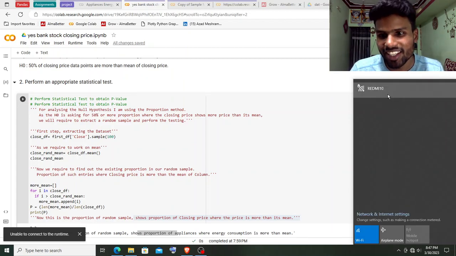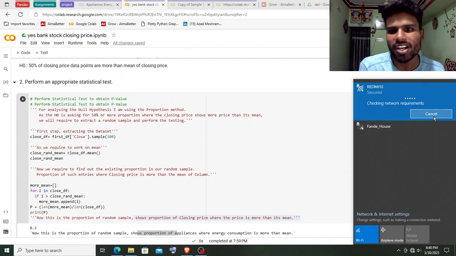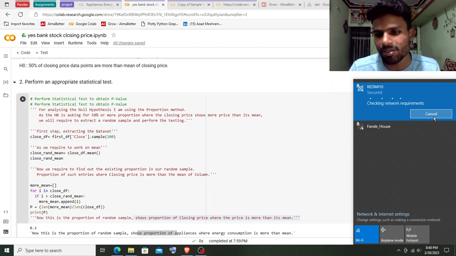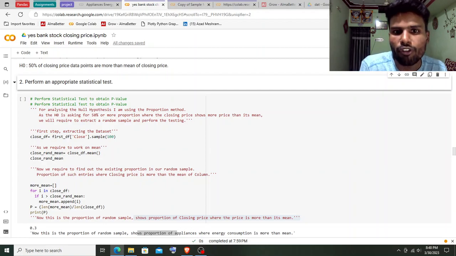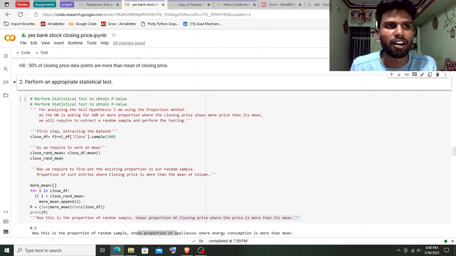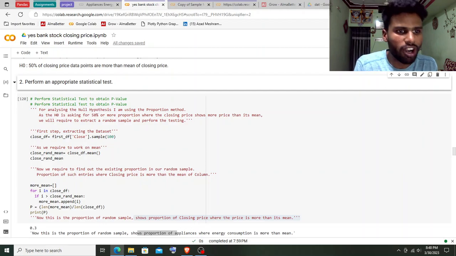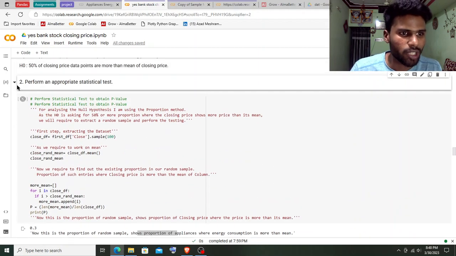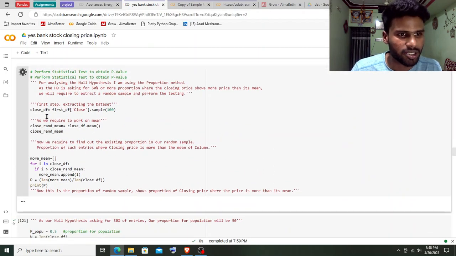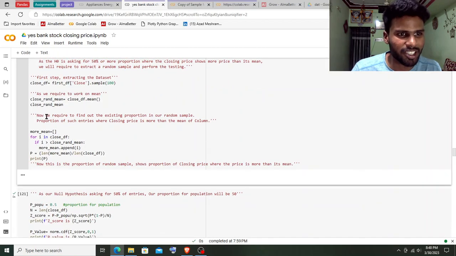So this particular thing is saying that 0.3 is the proportion of our random sample where the closing price is above its mean. Means we could say the closing price for this particular random sample is above its mean only for 30% of the data points. So let me run this. Probably it should not be giving me the error.